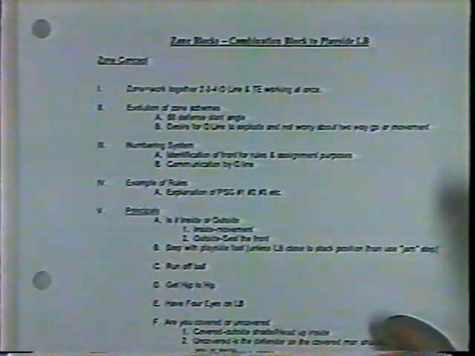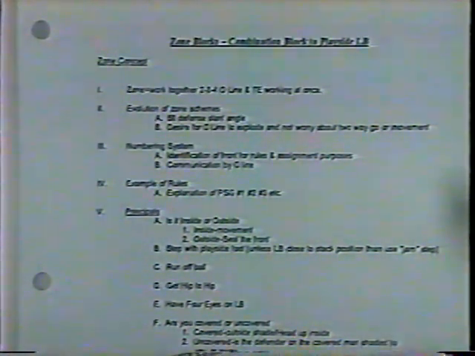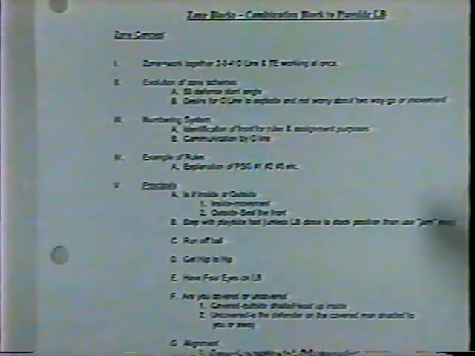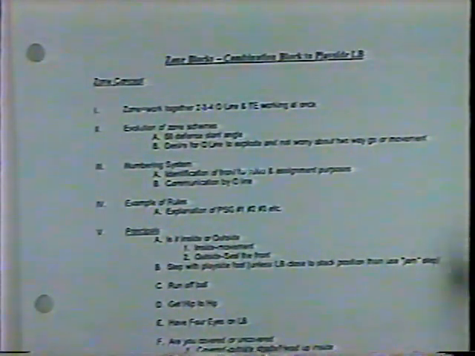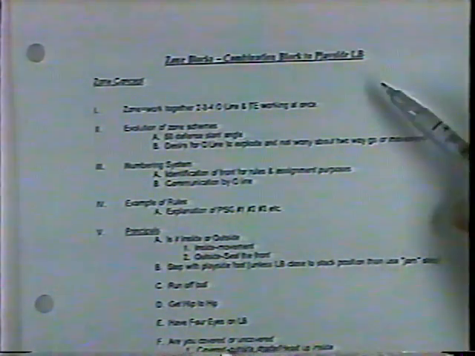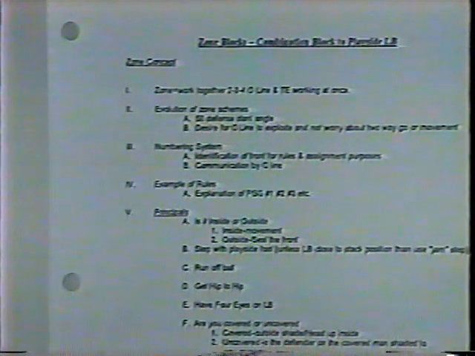Take notes on this and just pay attention to what I'm talking about. Absorb it. Our zone blocks, okay, are what we call our zone blocks, or combination blocks. Because sometimes you can have a combination block that goes to a backside backer. That's a combo. Our zone blocks are combination blocks that go to a play side linebacker. Are you with me? And that's an important thing to remember. Zone blocks, they're going to a play side backer.